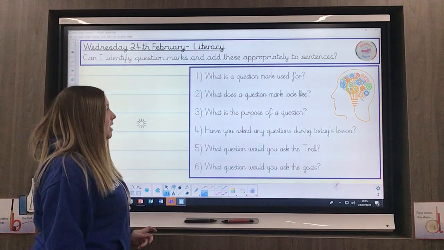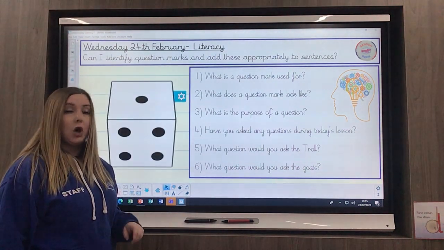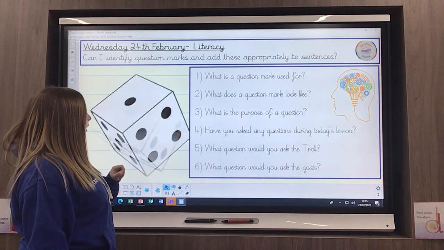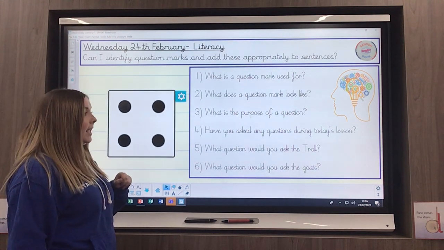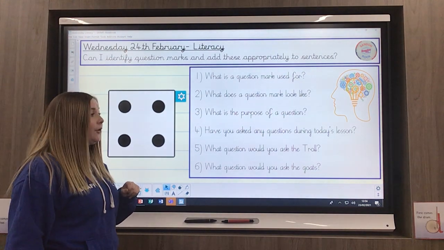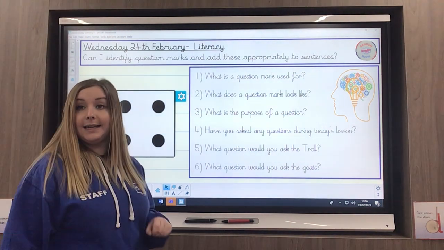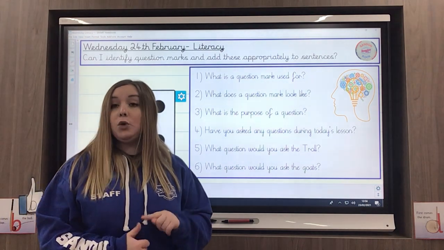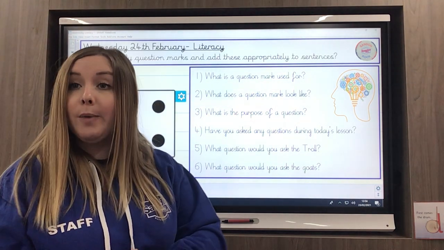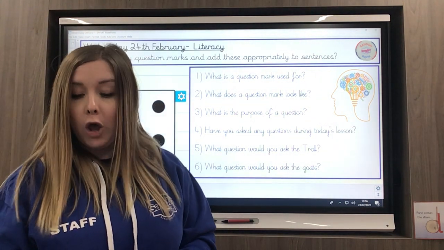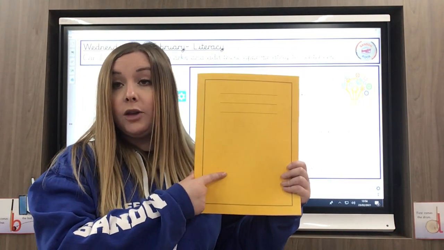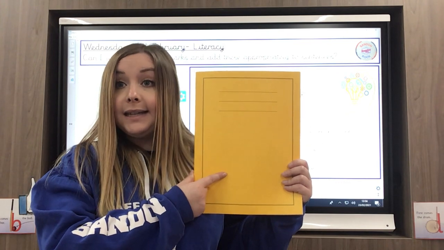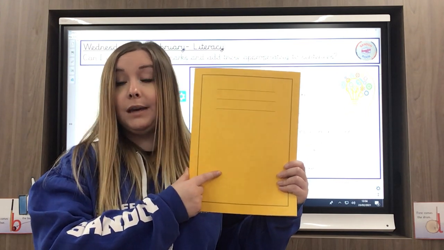Okay, so let's roll our dice and see what question we land on today. Okay, number 4. Have you asked any questions during today's lesson? So that might be to your teacher if you're in school or whoever is at home with you. Don't forget to take a picture of all of your writing in your yellow book and to send it to the Year 4 email address.